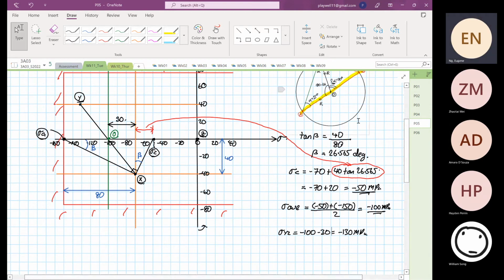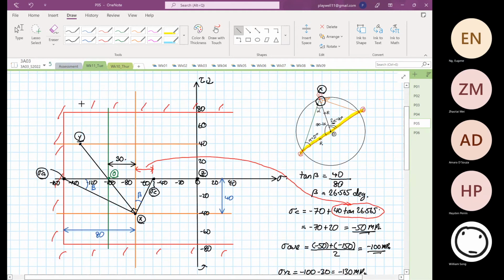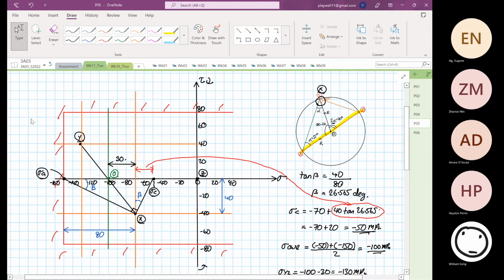Because this distance and this distance over here, I'm going to draw, this distance of 30 is exactly the same for this distance over here. So that's your stress Y2. Okay, so this is also equal to 30. So if you want to calculate, you can also calculate using this method.